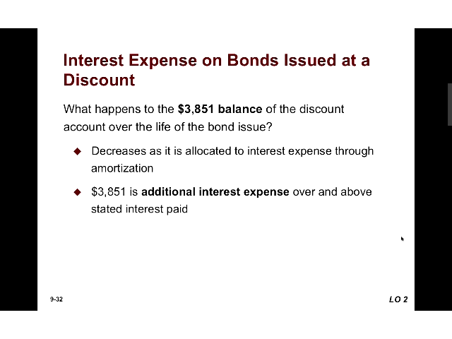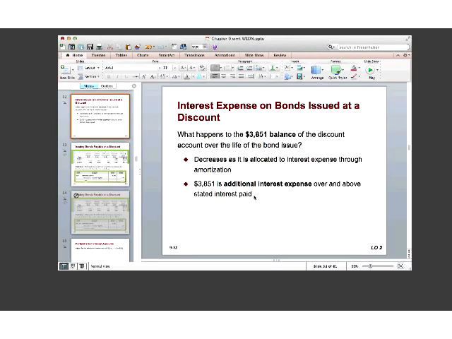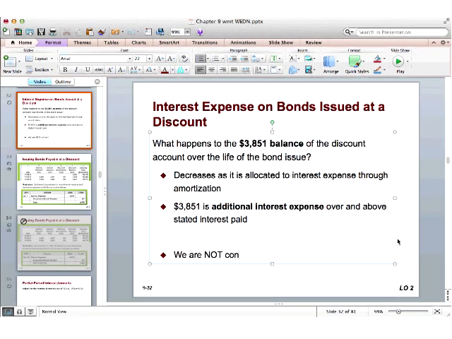Okay, so that discount of $3,851, it decreases. We allocate it to interest expense. When we allocate it, that's amortizing. We have that word amortize. Amortize is what happens to discounts and premiums. And then I want to emphasize this. We are not covering the effective interest method, and you're not responsible for it.